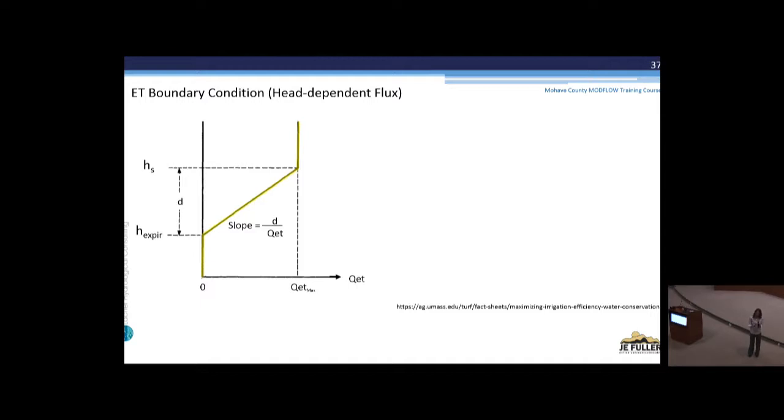When we do modeling, I'll talk about this later, there's a steady state model, that's the pre-development model. You have to run that to get initial conditions for the transient model, which is when you start mucking around with human beings and they're pumping wells and recharge projects. But ET is something that exists before humans, and it's in the steady state model as well, if and only if plants can access groundwater.